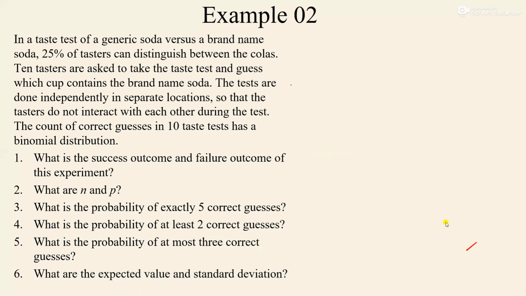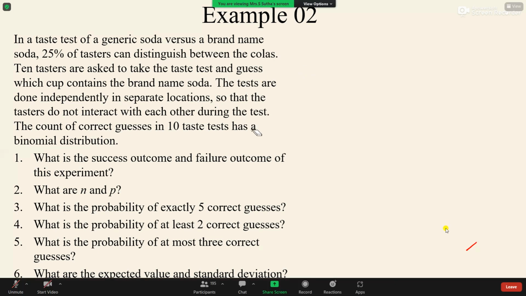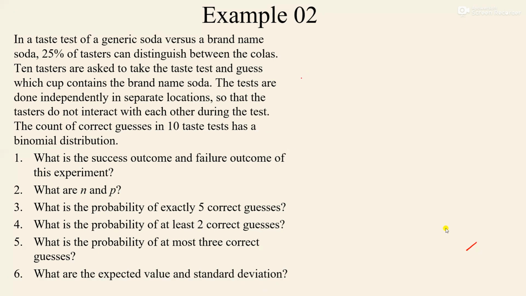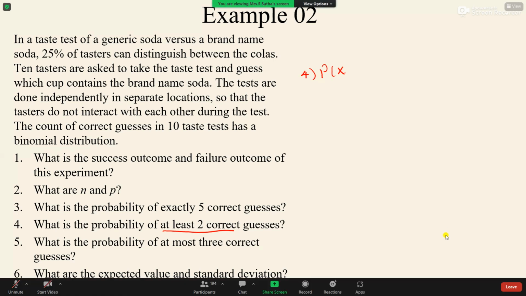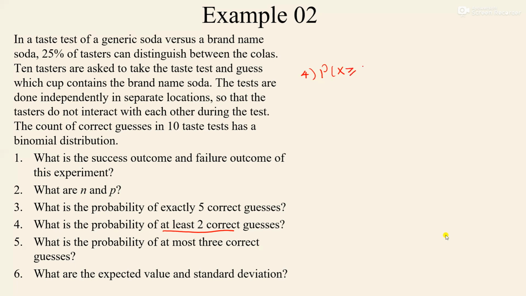Right. Then for the fourth question, they are asking at least 2 correct guesses, right? There's a combination of events here, at least 2 correct guesses. So probability of x, at least minimum 2. There may be 2 or more than 2. At least means minimum 2. So probability of x greater than or equal to 2.